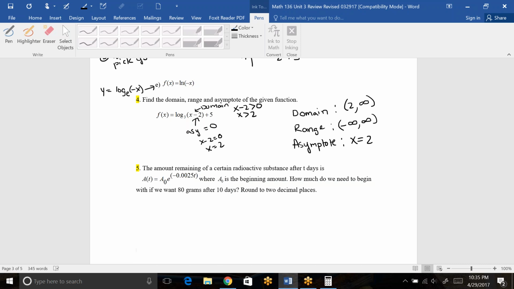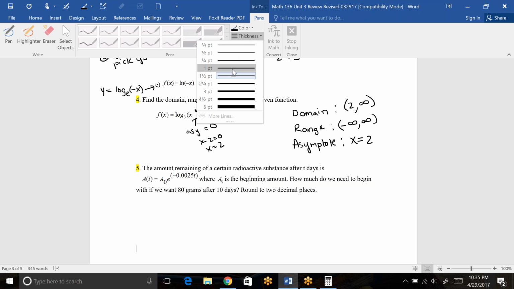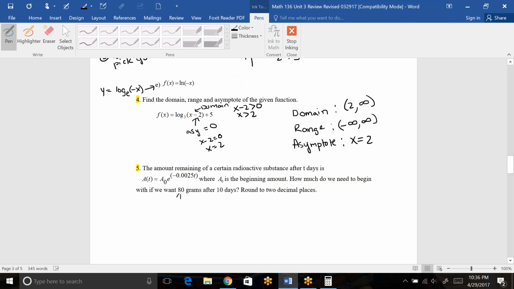So it says the amount remaining of a certain radioactive substance after t days is A of t equals A sub 0 e to the negative 0.0025 t, where A sub 0 is the beginning amount. And it says how much do we need to begin with if we want 80 grams after 10 days. So we don't know A sub 0. We want to have 80 grams left over after 10 days. So what that means is that this is the future value, A of t, and this would be our t.